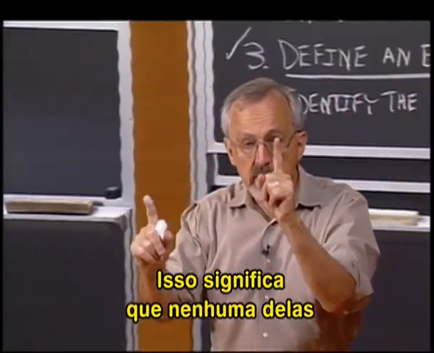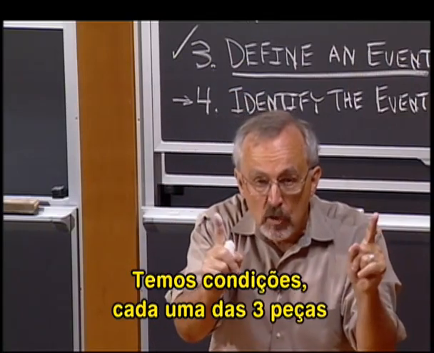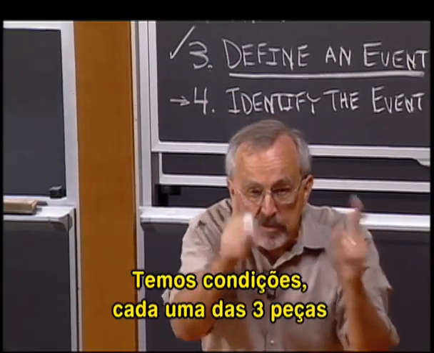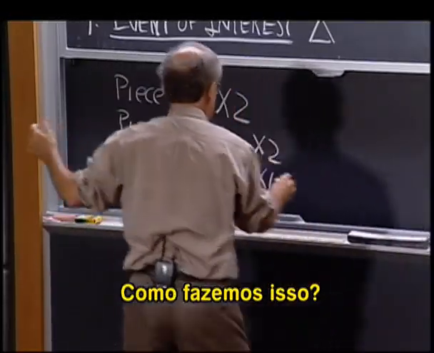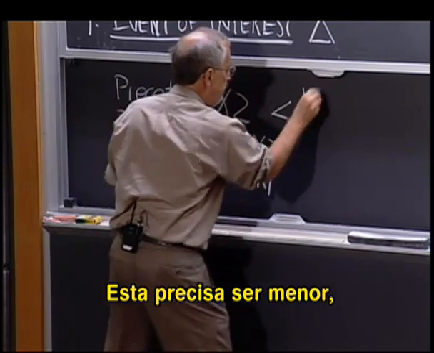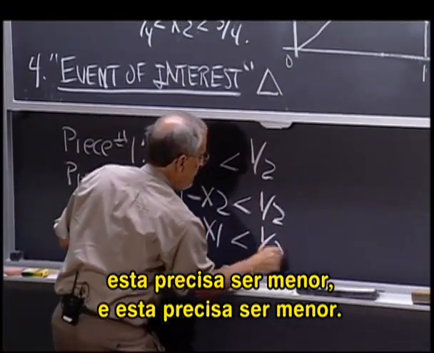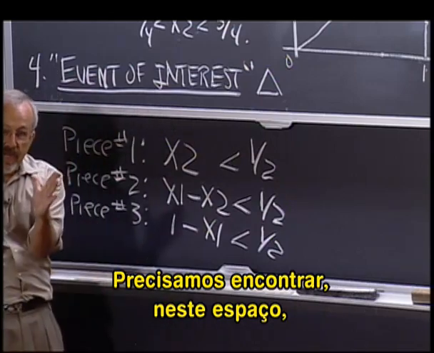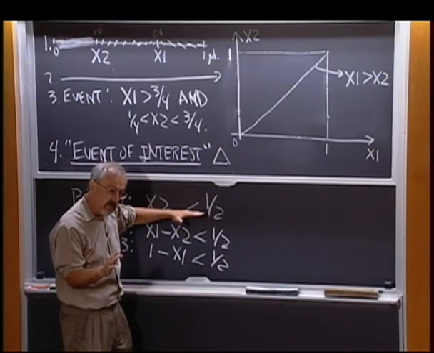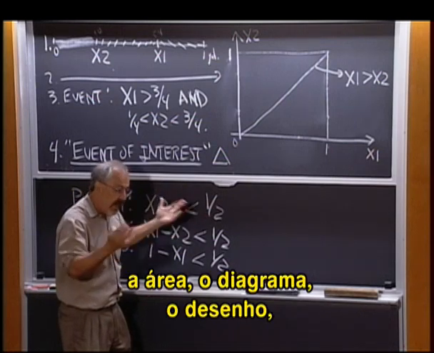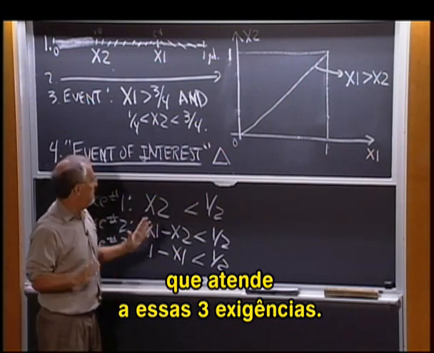Now, we said that for a triangle to be formed, no piece can be too long. And what we mean by this is no piece can be greater than half a yard. So we have constraints on each of the three pieces. Each of the three pieces must be less than half a yard long. How do we do this? So this must be less than a half. This must be less than a half. That must be less than a half. We need to find in our space the area, the diagram, the picture, which corresponds to each of these three constraints being valid.